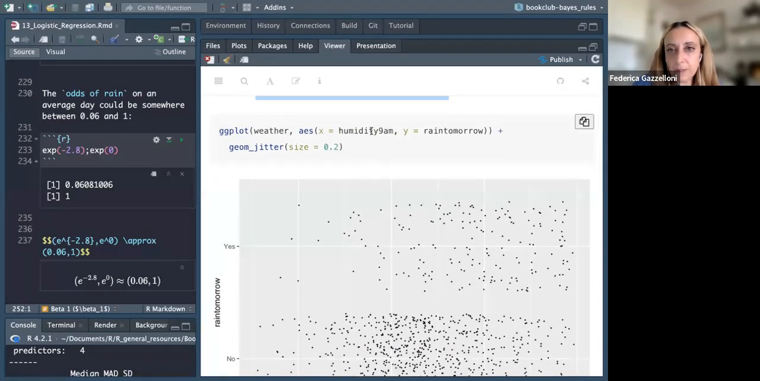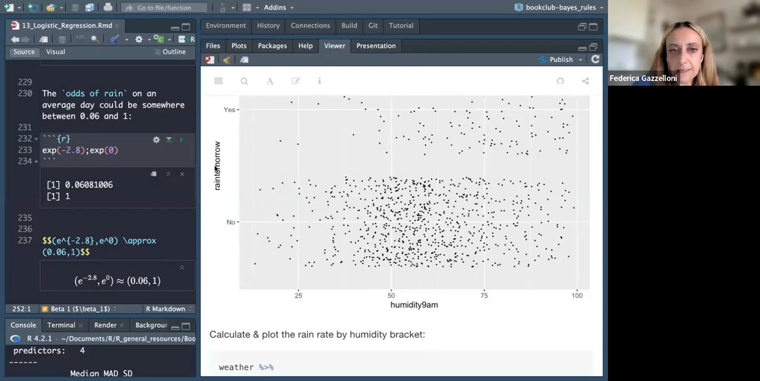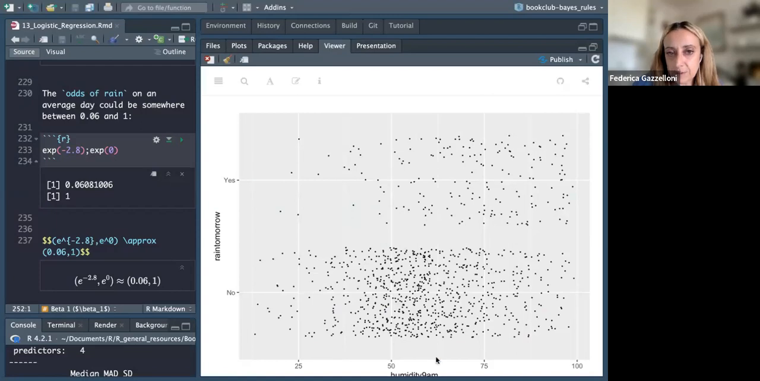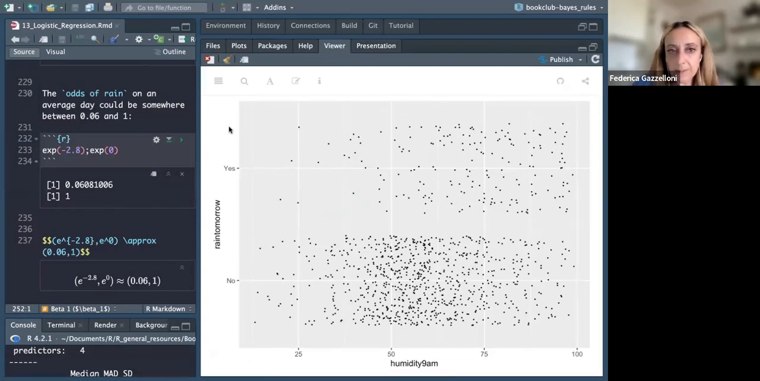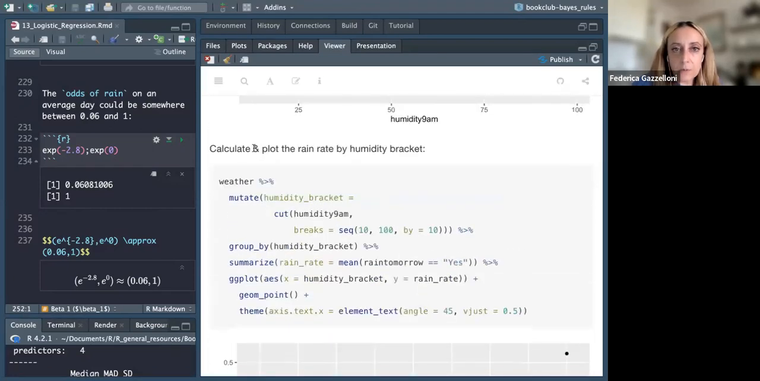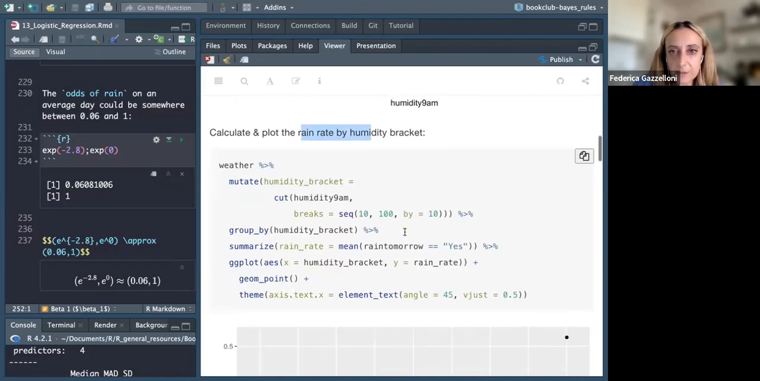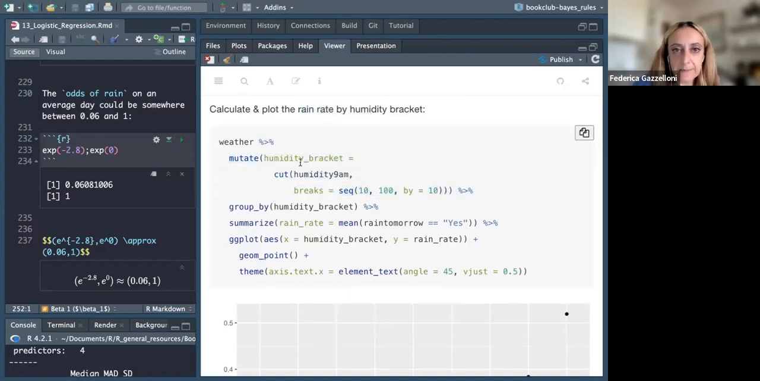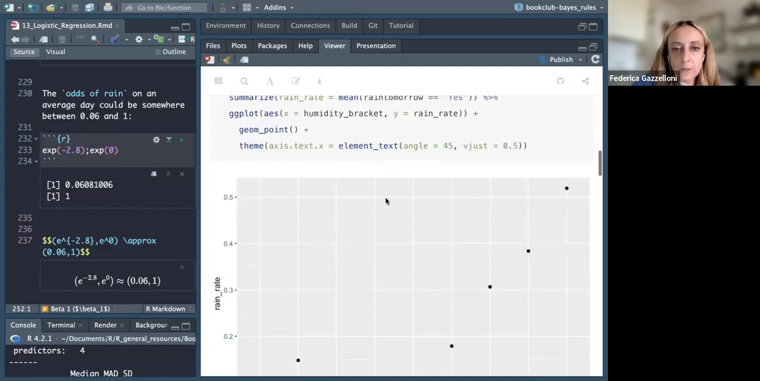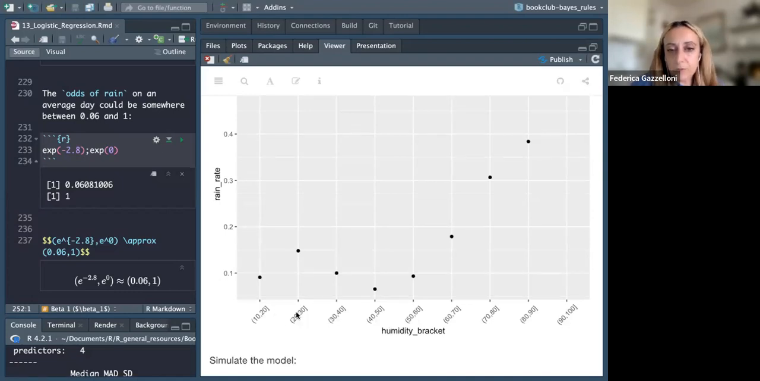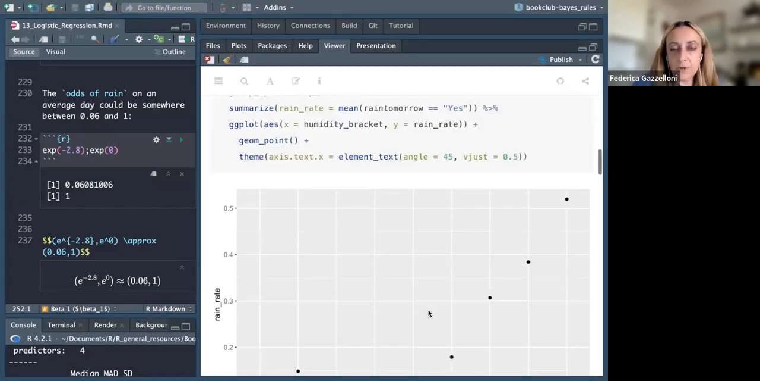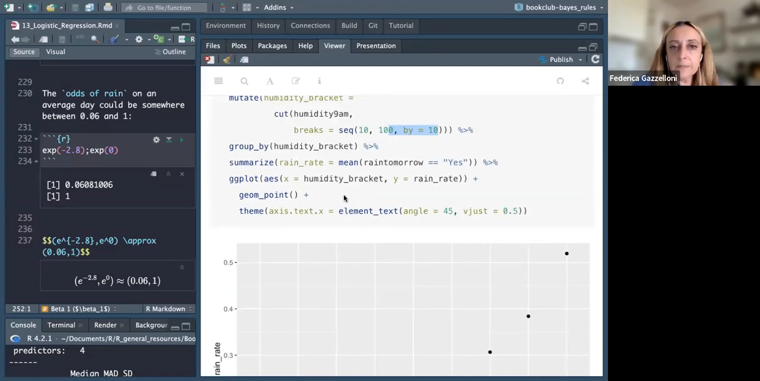If we have a quick look at the humidity and the rain, with humidity here and the rain tomorrow there, we see that this is a classification problem. They group within yes or no this way. And so we calculate and plot the rain rate by humidity bracket. Here there is a little manipulation. Basically they built a new vector that assumes the value of humidity within certain ranges, so we have categories of 10 to 20, 20 to 30, 30 to 40, and so on, 10 by 10. And we can see again the mean, so the chance that it will rain.